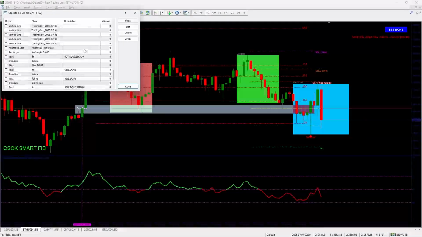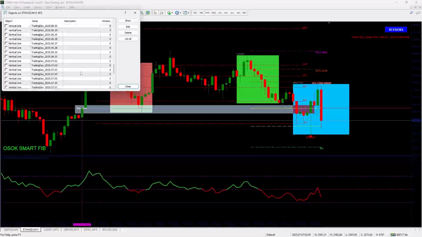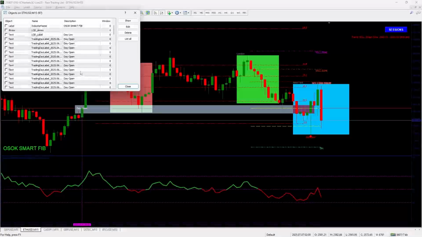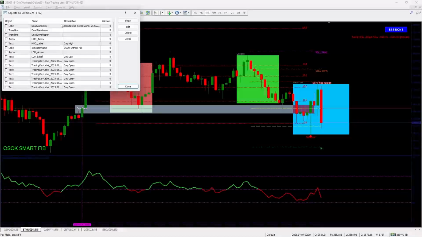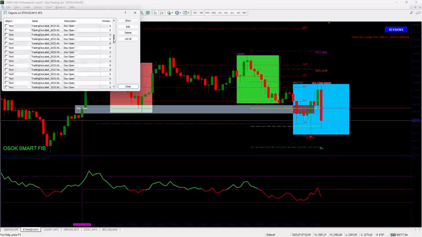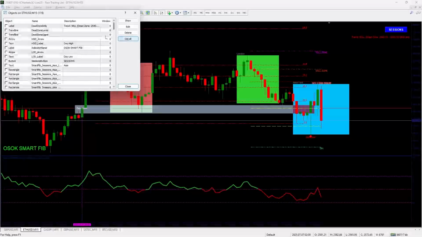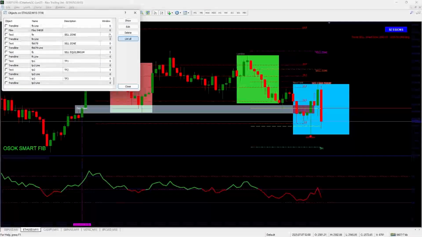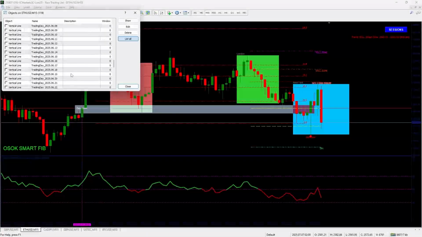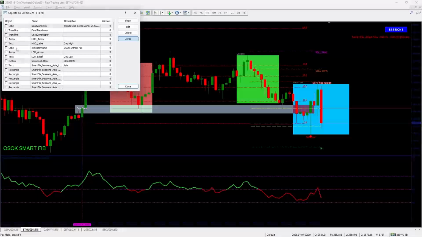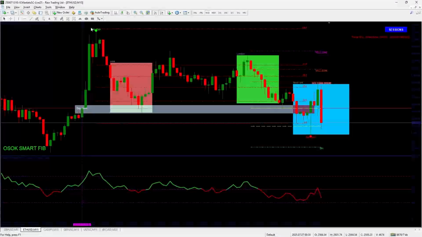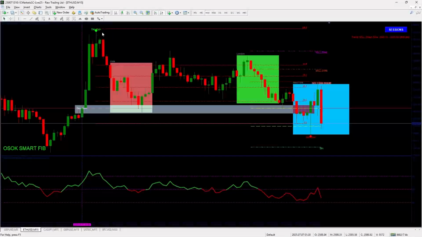So let me just find this thing here and remove it. Where is that line? I'm looking for the manual Fibonacci to delete it, because I'm getting lost there. Where is it? Okay, I guess I'll just have to manually do this. Where's that line?